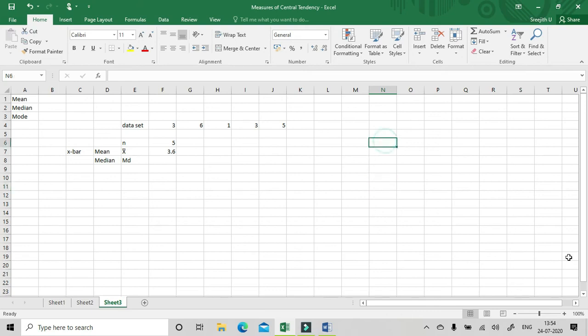Let's do that here. Which is the smallest number? 1. The next smallest number is 3. Okay, we find the second 3. Then you have a 5. And then there is a 6. Okay, 5 numbers, 1, 2, 3, 4, and 5. 5 numbers, and this is the data set.